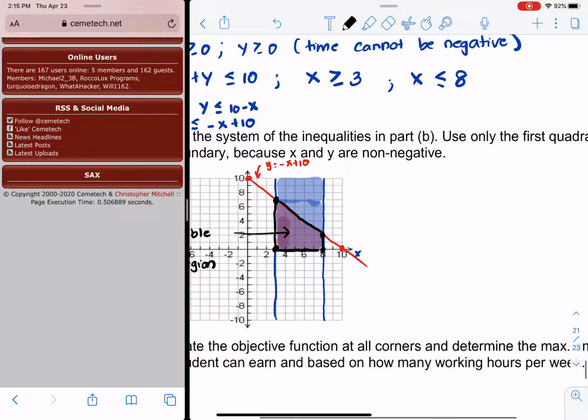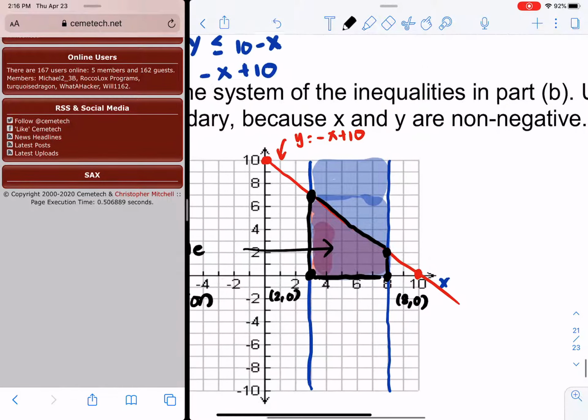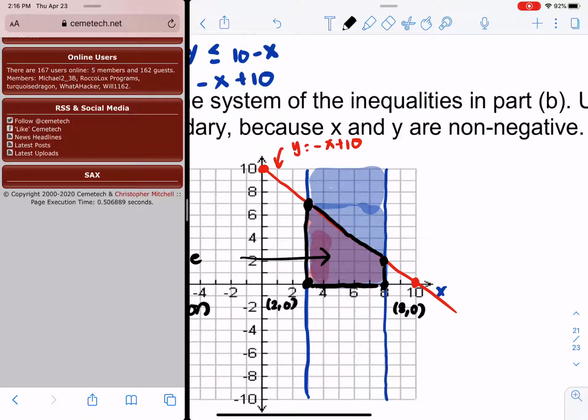So what are the corner points? That right there we know is 3, 0. That right there is 8, 0. And the two lines intersect at 3, 7, and the last one would be 8, 2.